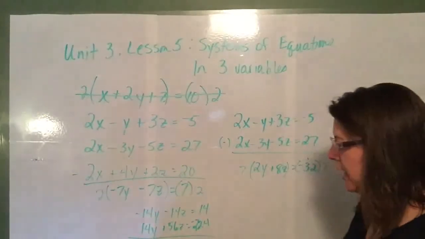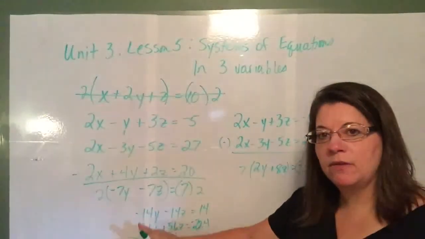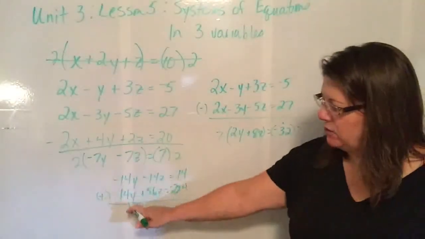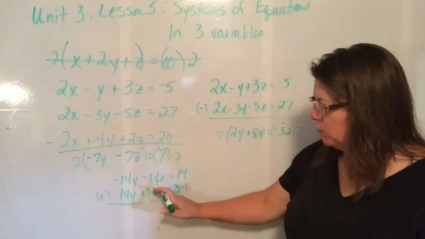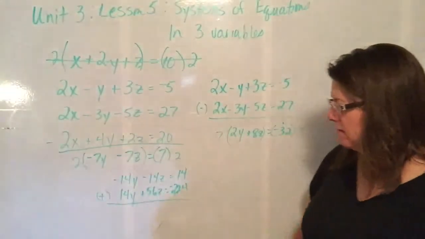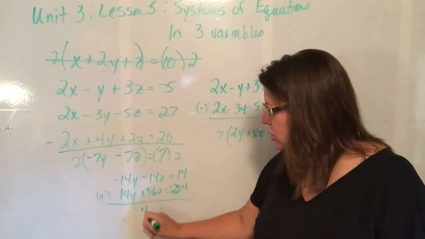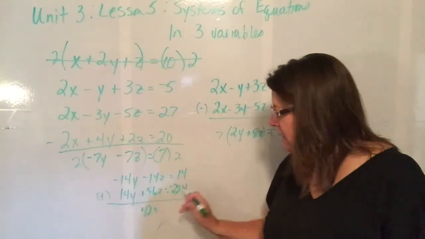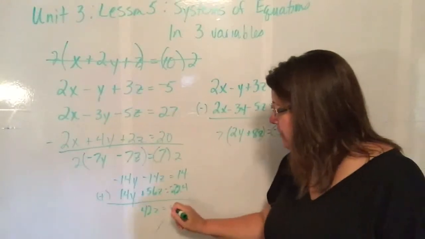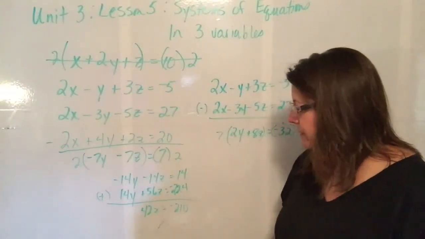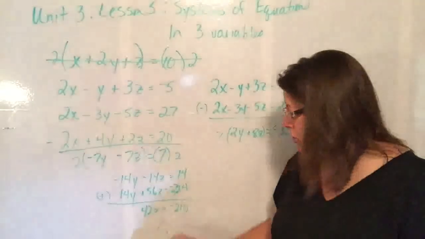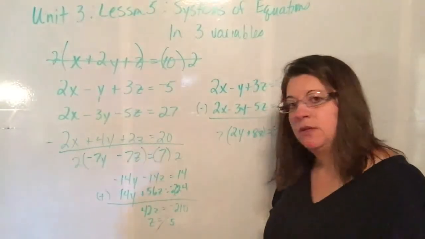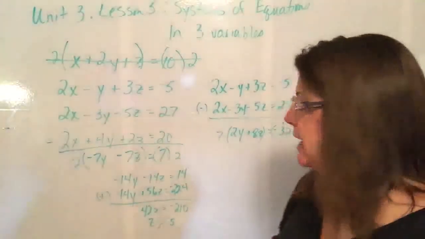Then, if you look at what you've got, those are opposites. So that means I'm going to add those together. When I add those together, those cancel. Negative 14z plus 56z. So that's going to be a 42z. And then 14 plus negative 224 would be a negative 210. Then if I divide by 42, I get a negative 5. So z is negative 5.